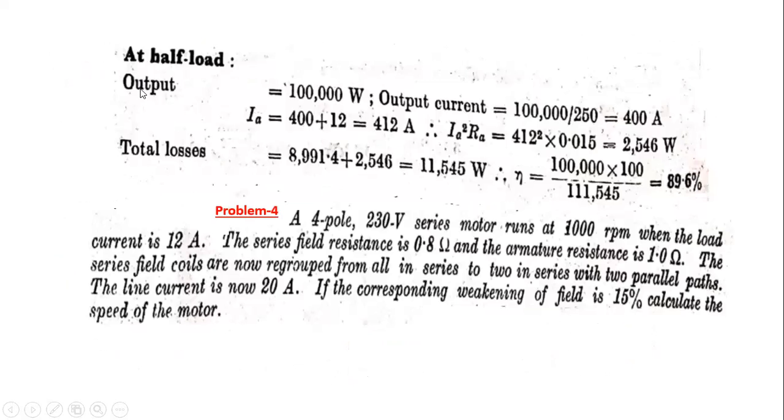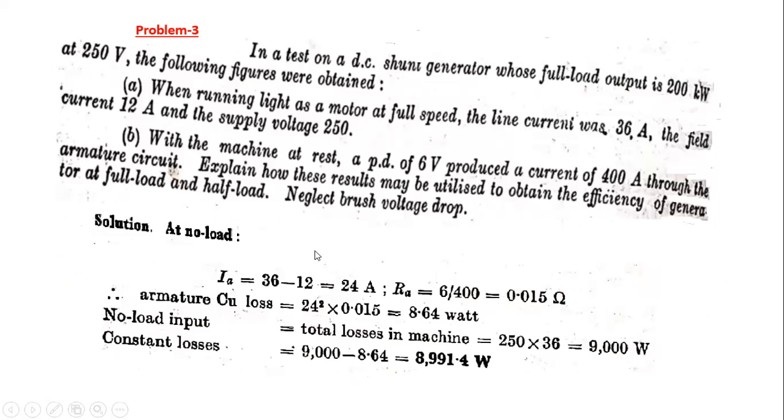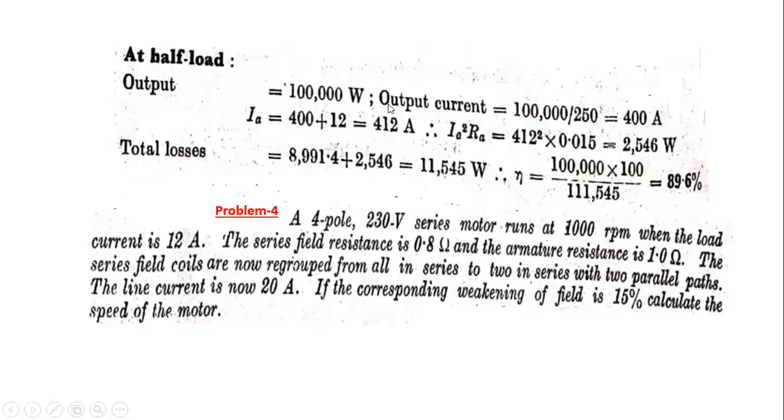Next, at half load, we calculate the total losses. What is the output? That is 100 kilowatts. Output current is 100 kilowatts by 250, that is 400 amperes. Next, we calculate the armature current IA, equal to output plus losses. That is IA of 412 amperes.